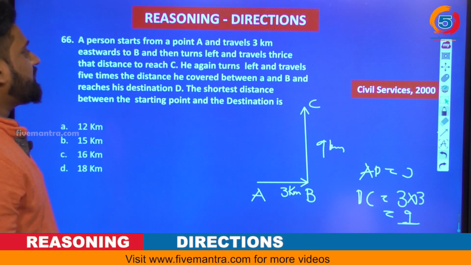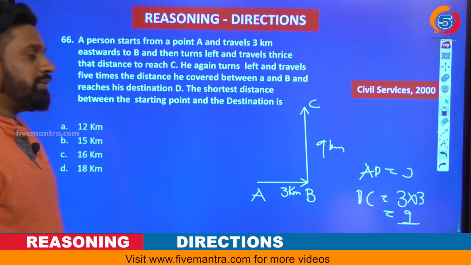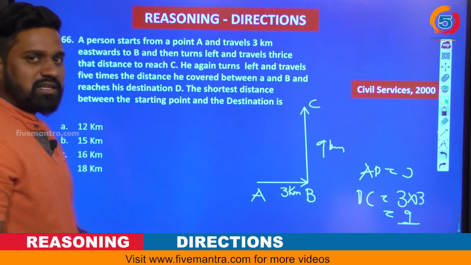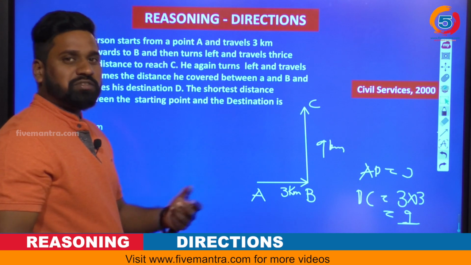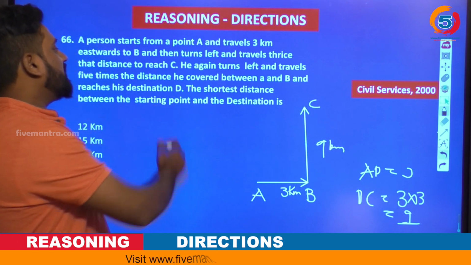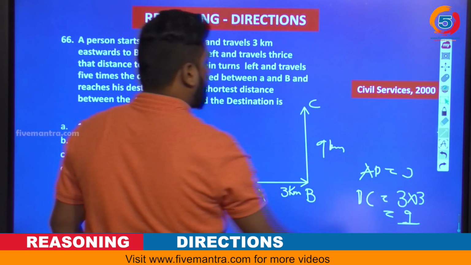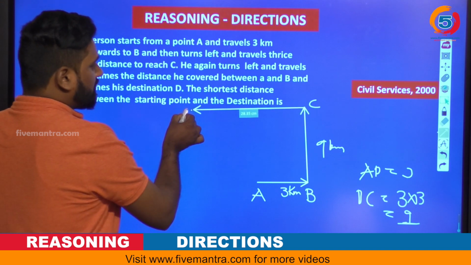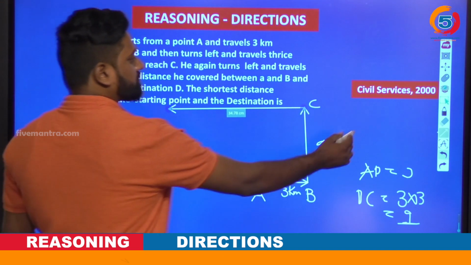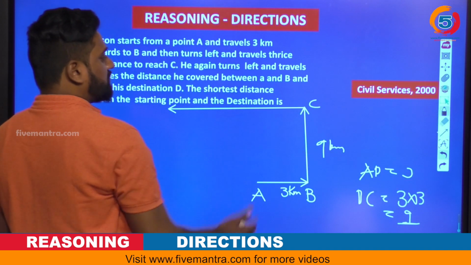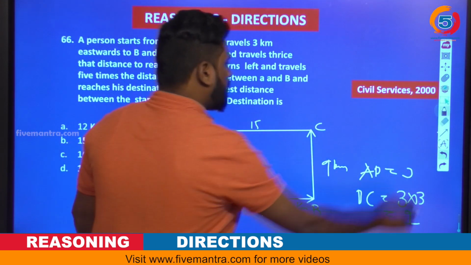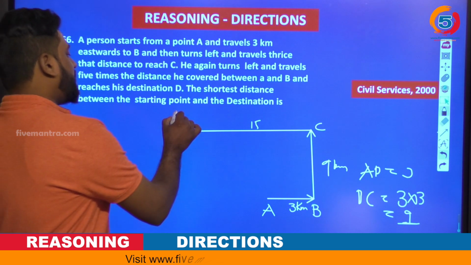Next, he again turns left and travels 5 times the distance he covered between A and B. A and B covered 3 kilometers, so 5 times is 5 into 3. So 15 kilometers is covered from C to D. Left side means this side. So this is 15 kilometers, and then you get a point D here.